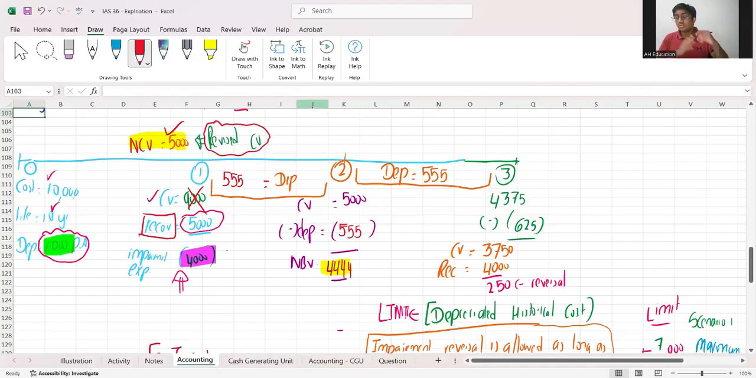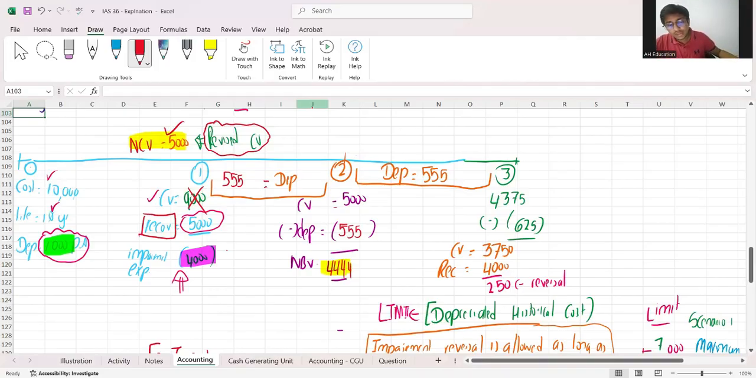Okay, so now until year one, our new carrying value is 5,000. Based on that new carrying value only, we are supposed to calculate the new depreciation. We will not charge our previous 1000 depreciation. Why? Because it is wrong now.